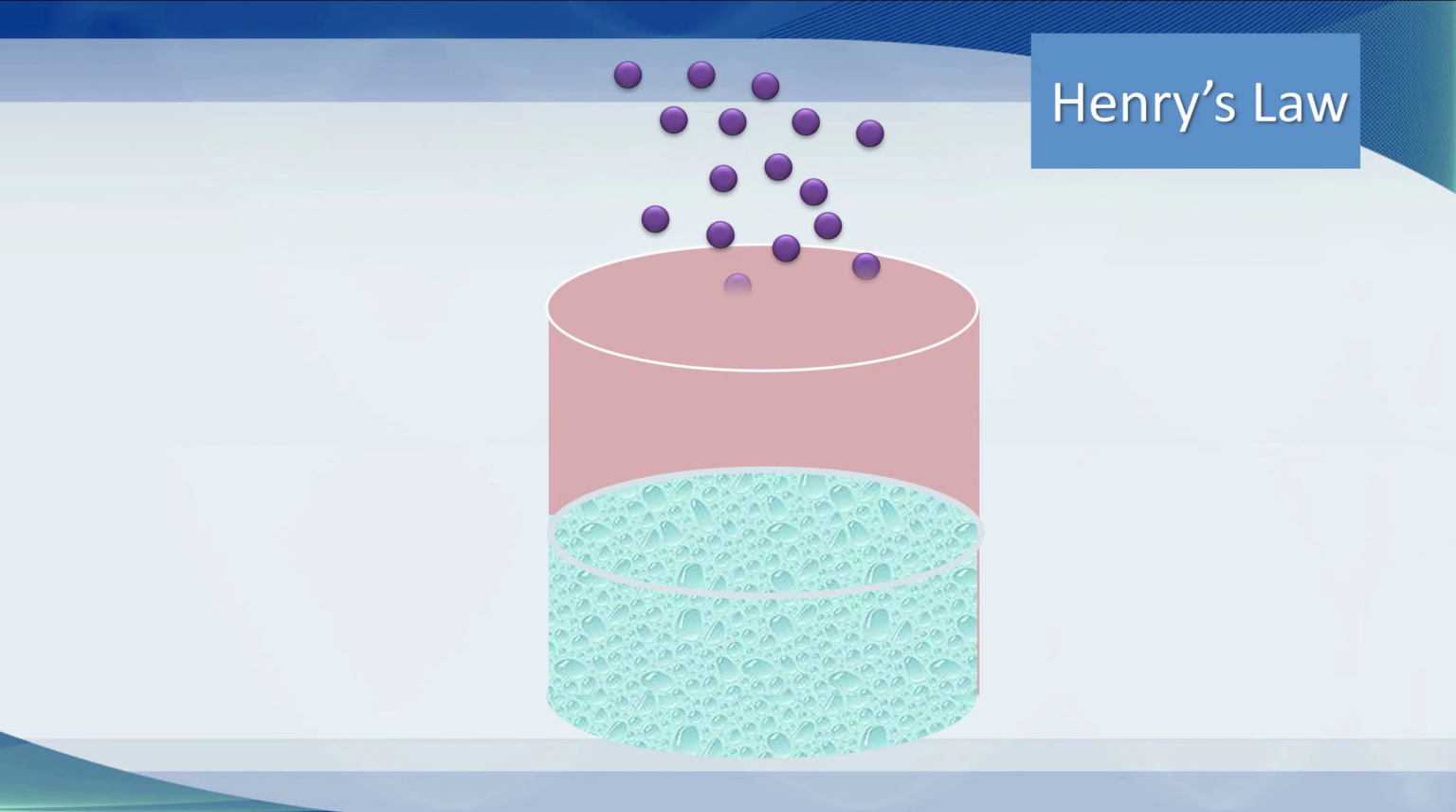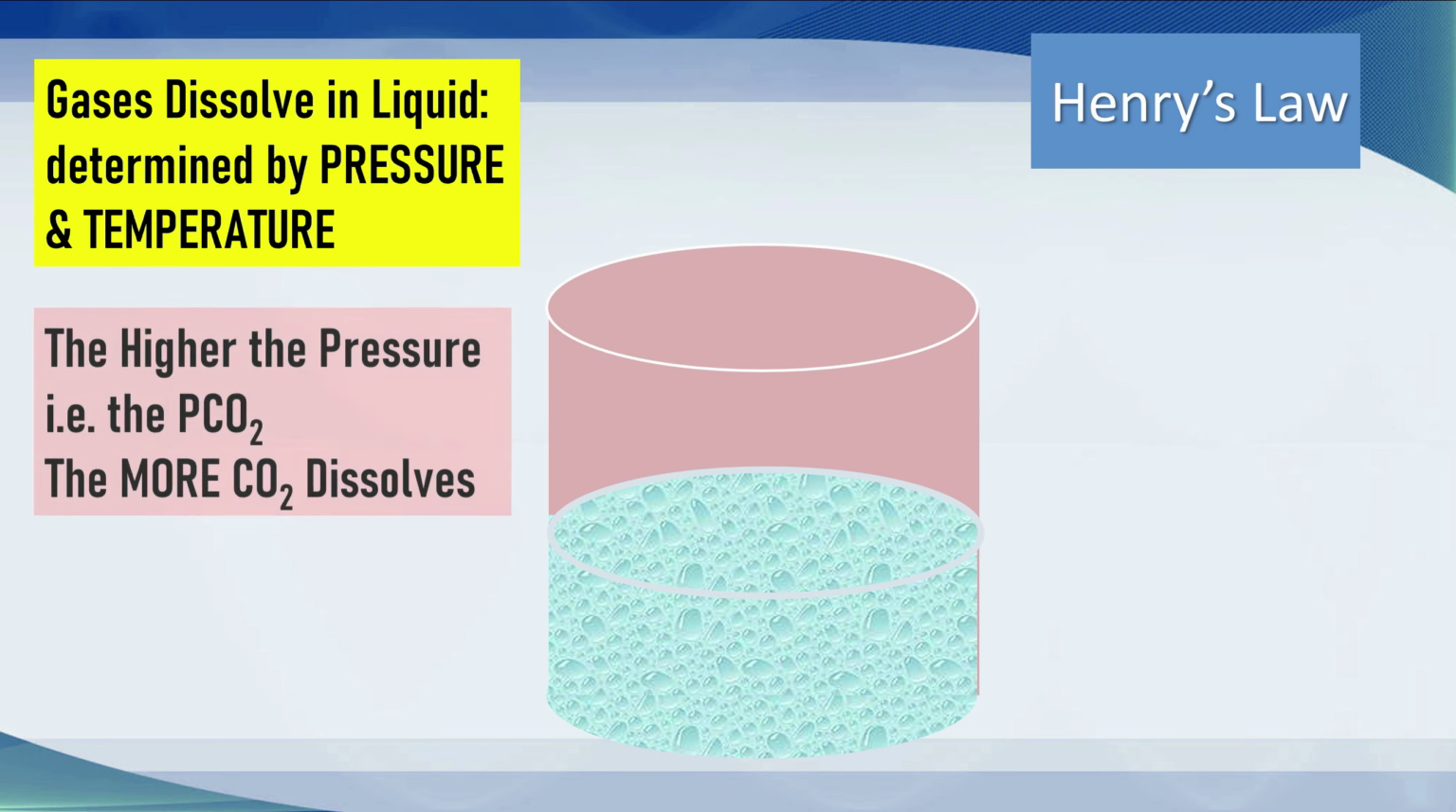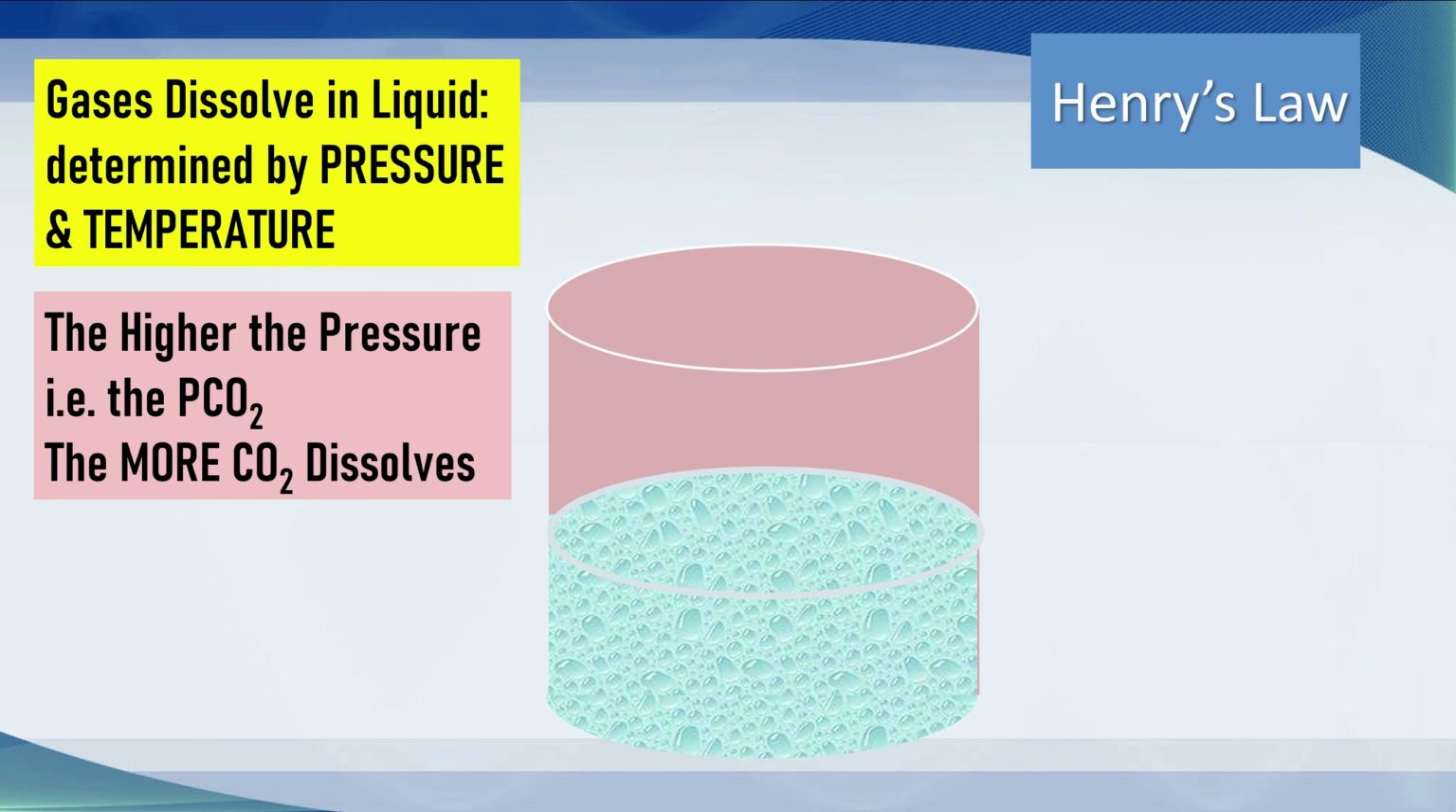Gases dissolve in liquid. The amount of gas that dissolves was described over 200 years ago by William Henry, and it is determined by temperature and pressure. The higher the pressure, the more carbon dioxide that dissolves in the liquid. In the body, that means that the total quantity of CO2 in blood is proportional to the partial pressure, the PCO2, and this is why the PCO2 is so useful in the blood gas. It gives you an idea of whole body CO2 content.